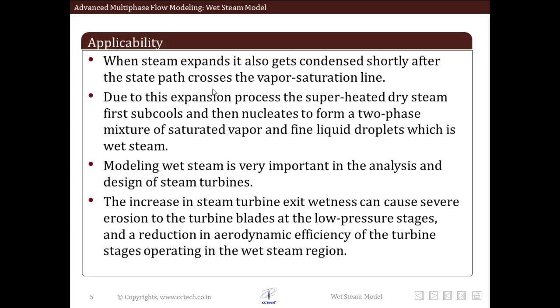Now, modeling of wet steam is very important in the analysis and design of steam turbines. If there is wet steam at the steam turbines exit, it can cause severe erosions to the turbine blades. It can also lead to reduction in aerodynamic efficiency of the turbines, which overall degrades the performance of the steam turbine. So modeling of wet steam is extremely important to see whether we are getting wet steam presence at the exit of the turbines or anywhere in the steam turbines. This wet steam model is specifically used to model such conditions or such situations.